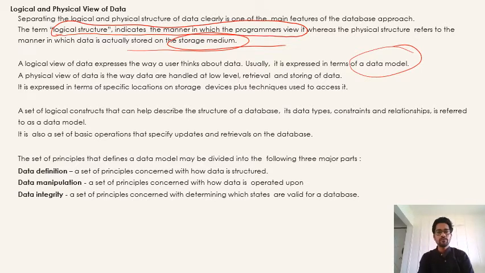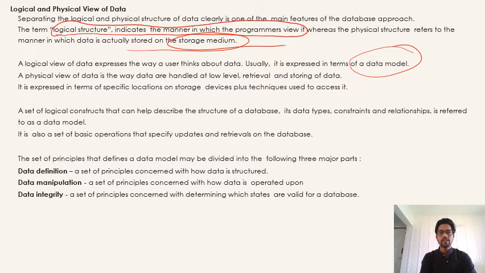As for the physical view of data, it is how physically the data is to be handled, how it can be retrieved, and how it can be stored. The storage media are actually involved in the physical view of data.